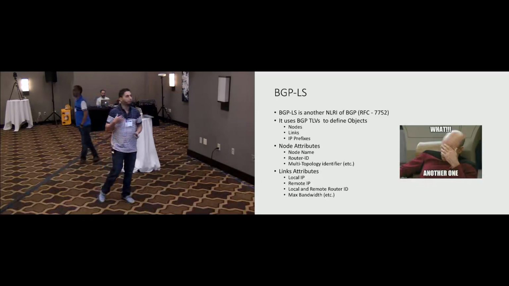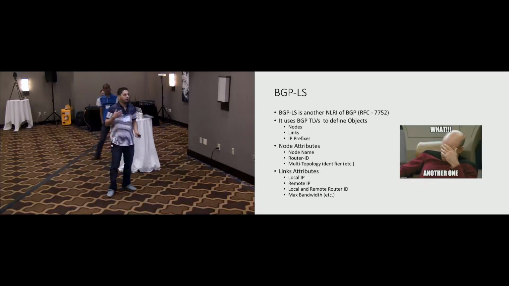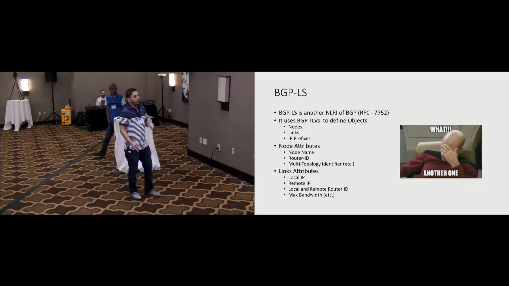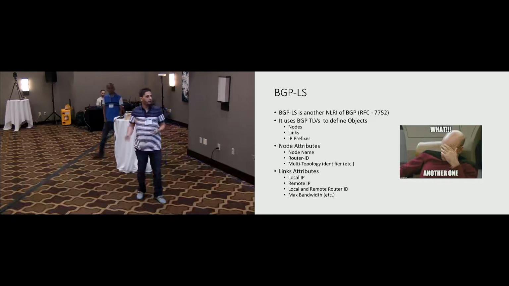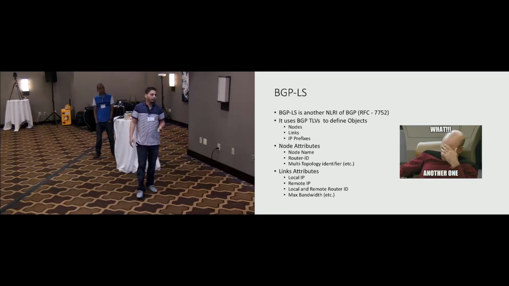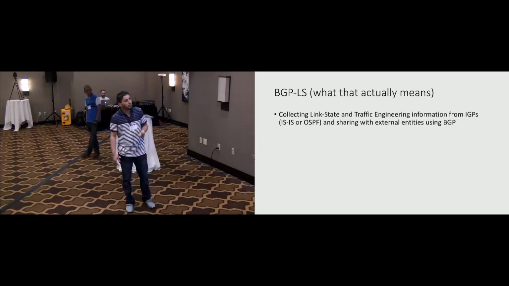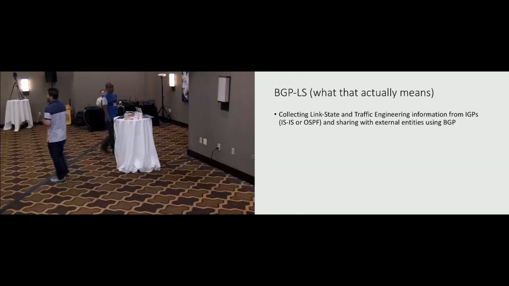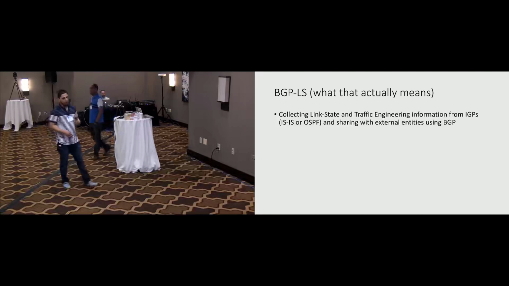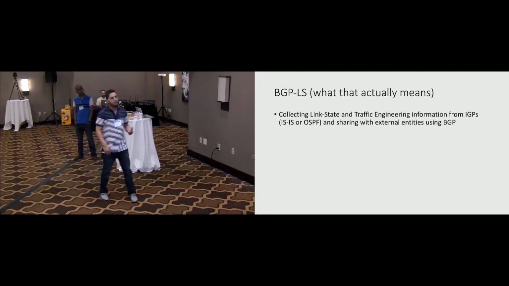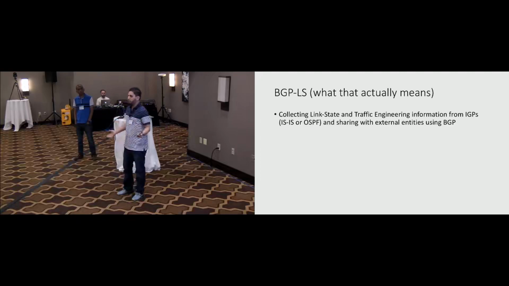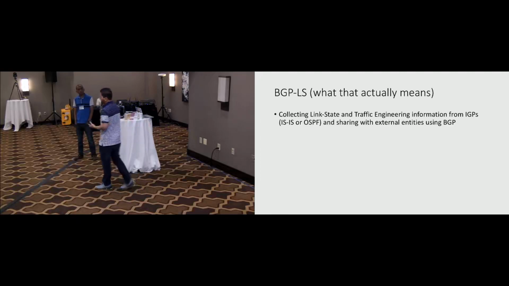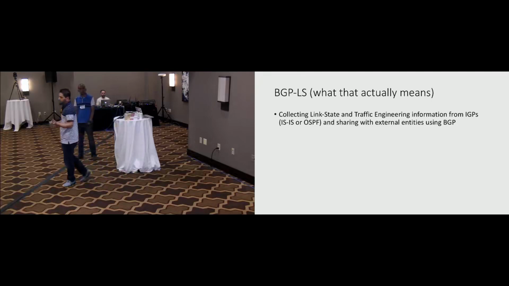So like node attribute can define node name, router ID, multiple topology identifier. Link attribute can define local IP, remote IP, local and remote router ID, and the bandwidth available on that particular link. So what can we use it for? Let's say I have a topology and I'm trying to build a topology map for it to use for offline path computation or TE purposes, and my network has multiple IGP domains. So I don't really need to have a host in each IGP domain to collect node information from that domain.